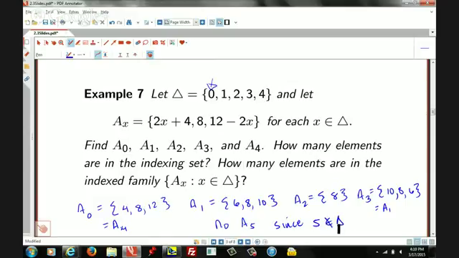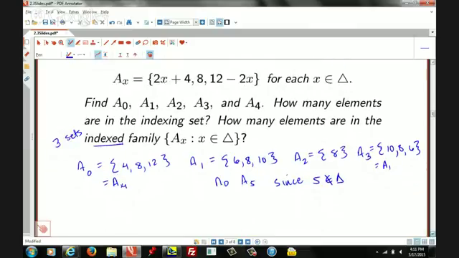You can only use the names that they give you, and 5 wasn't given. Only 0, 1, 2, 3, and 4 are given. So here's a question. How many elements are there in the indexing set? Distinct, but there are 5 elements. How many different sets are there? How many sets are there? There are 3 sets. 3 distinct sets. So 5 elements. That means you can have multiple names for your set. No one said that the name of the set had to be unique.